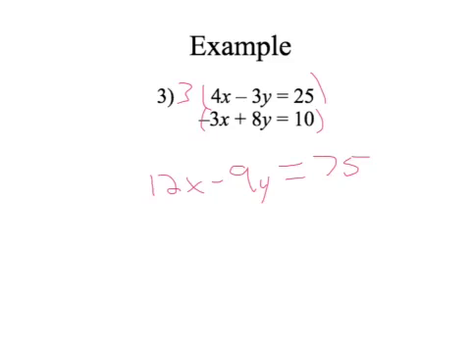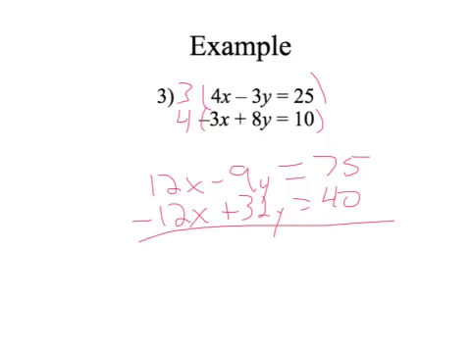Right? So since this is positive 12x, and I want to get rid of my x's, I have to multiply negative 3x by something that gives me the opposite of positive 12x. Since it's already negative, that part's taken care of for us. So I need to multiply the bottom by 4, which would give me the negative 12x. 4 times 8 is 32y. 4 times 10 is 40.